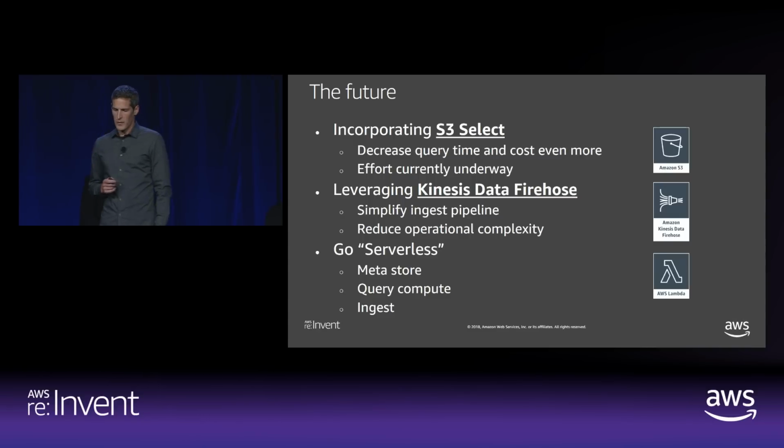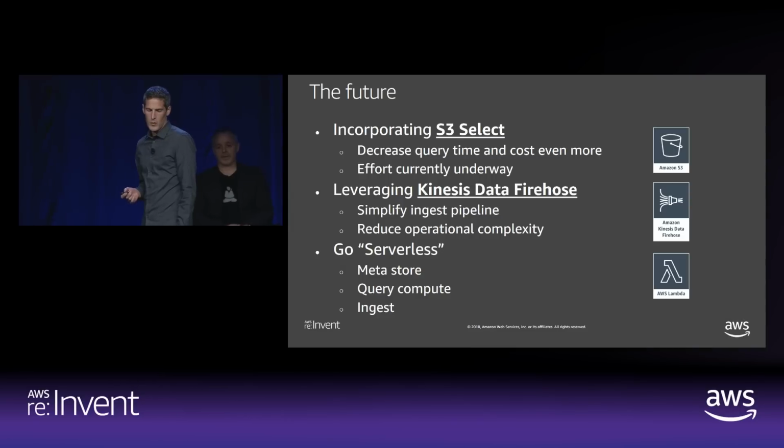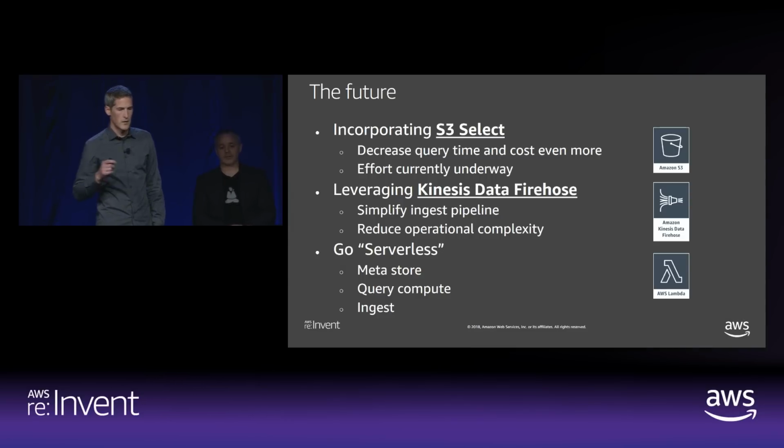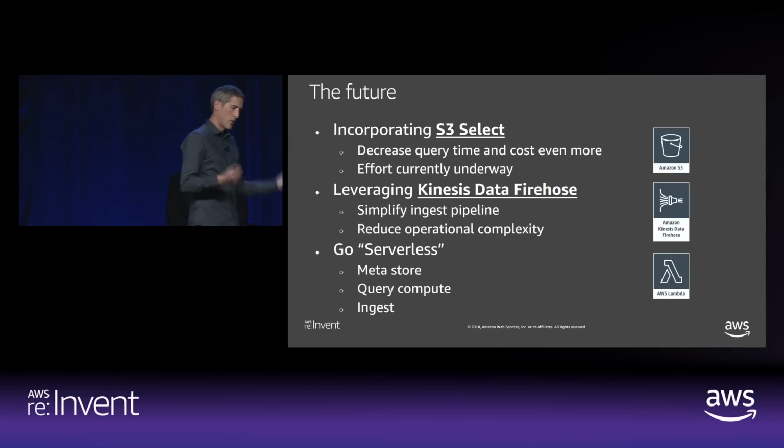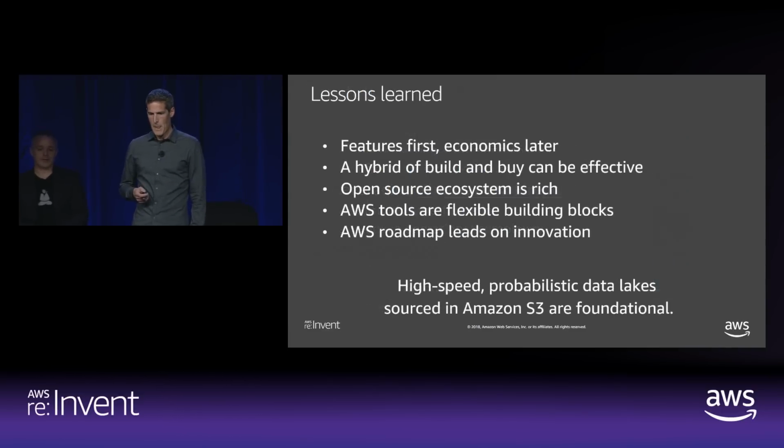And then going more serverless. Once you get your data in S3, you can rely on Lambdas to do a lot more work. Also, we were thinking about moving our metastore off of DSE and onto RDS, as well as trying to reduce query compute and ingest server maintenance. EMR is Spark on demand or Presto on demand or Hadoop on demand, but it is not serverless. You still have servers that you need to keep an eye on and manage.